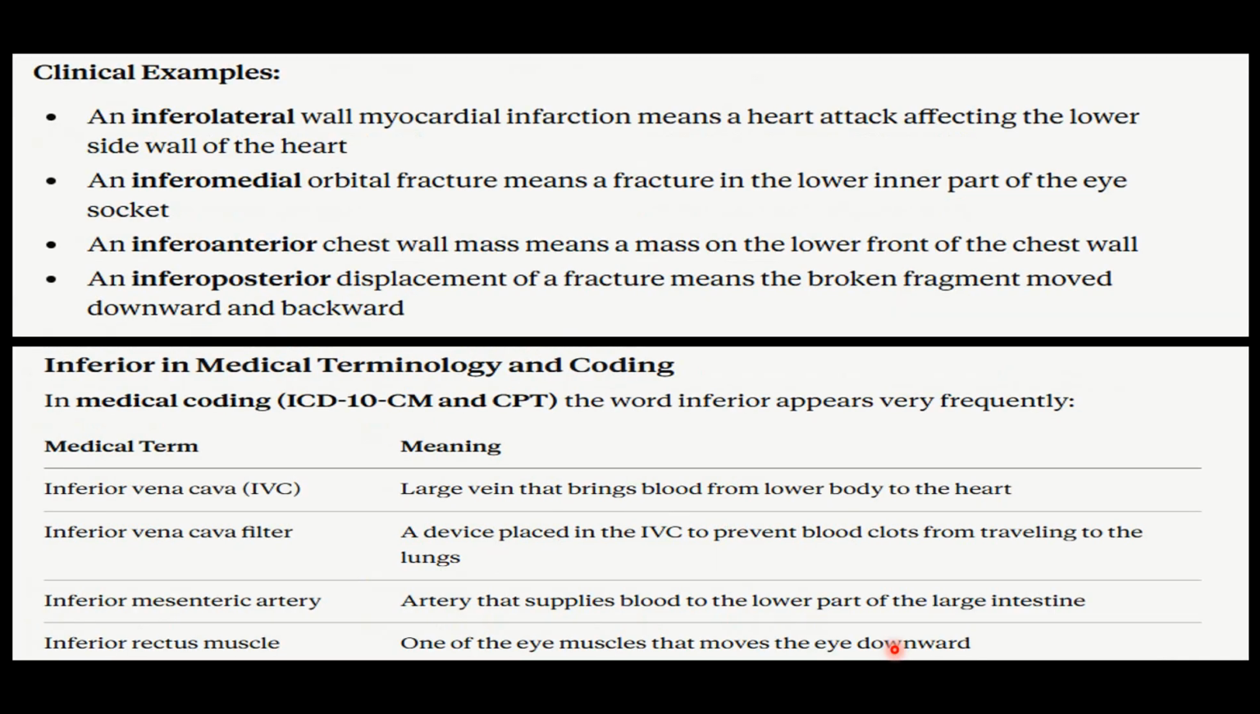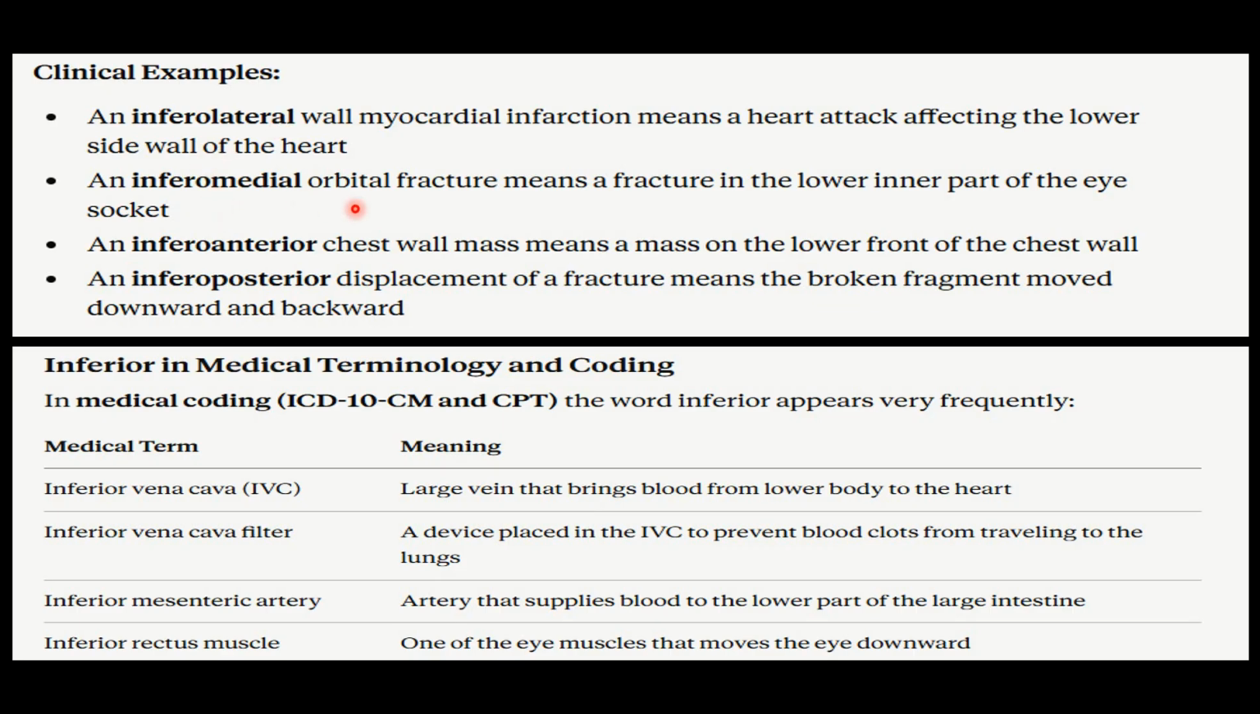Clear? Now we will talk about some of the clinical examples, and we'll also look at those medical terminologies where this term is utilized. Okay, so firstly we'll see some clinical examples. Like here you can see an inferolateral wall myocardial infarction. That means a heart attack affecting the lower side wall of the heart.